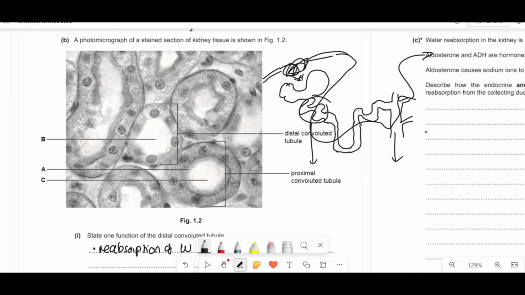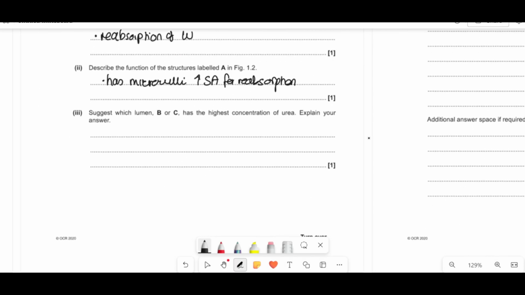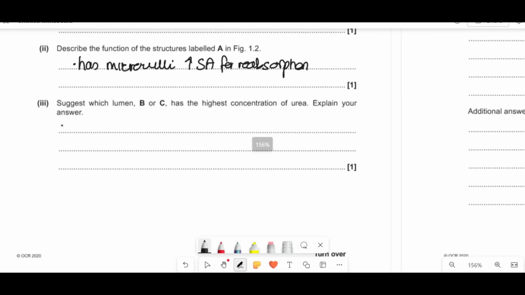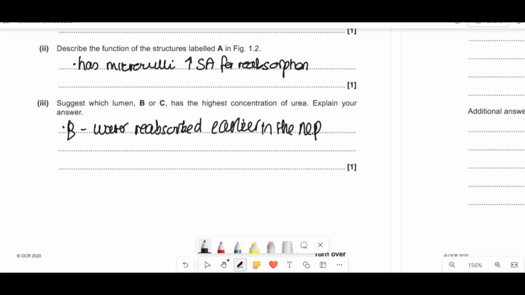So the question's asking what the concentration of urea is in the proximal convoluted tubule versus the distal. Well, when we get to the distal convoluted tubule, a lot of water has been reabsorbed by this stage. So that means the concentration is higher here. So in that case, it's going to be B, because water has been reabsorbed earlier in the nephron. If you have less water, you have a lower water potential, but all the urea is still in there, so you've got a higher urea concentration.